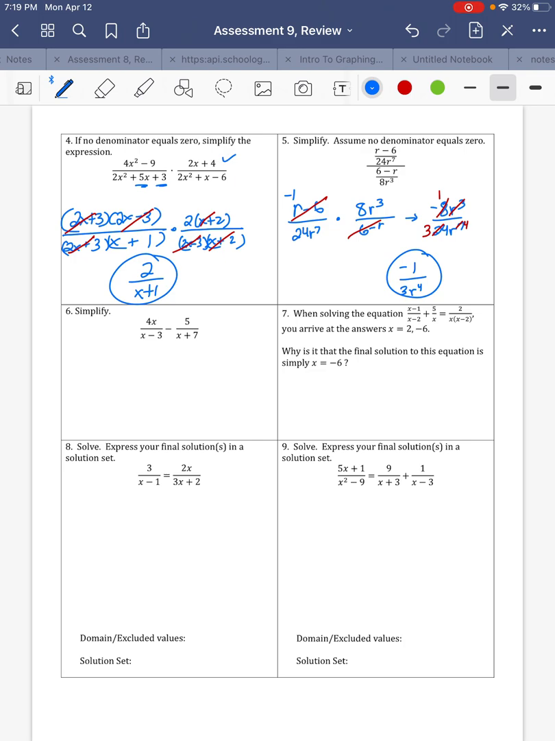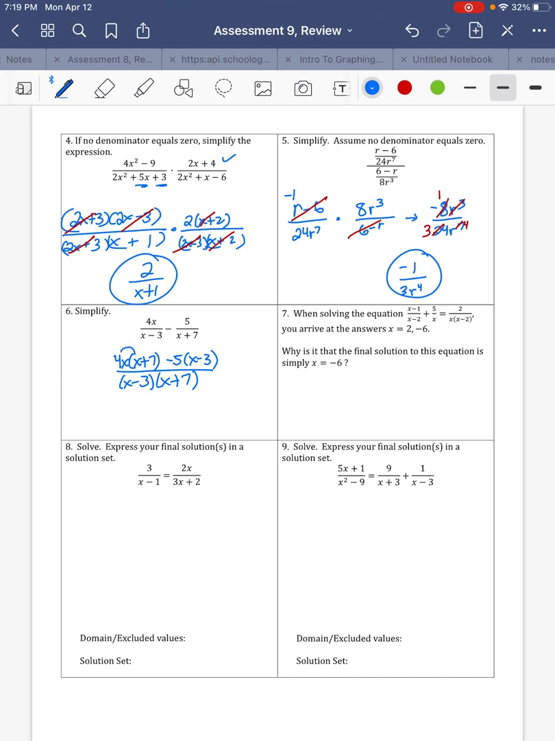All right, number 6, I'm subtracting these expressions. When you add or subtract, you need a common denominator. In this case, I think it's probably obvious to you. You need x minus 3 and x plus 7 as your common denominator. And so 4x is going to receive an x plus 7, minus 5 is going to receive an x minus 3, and then you have to work that out.